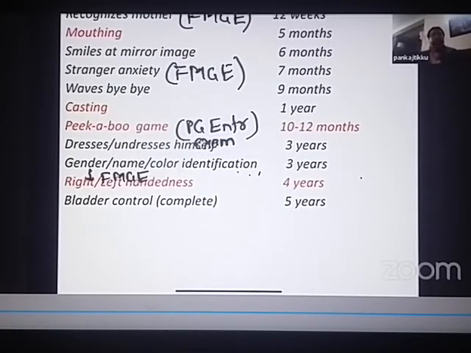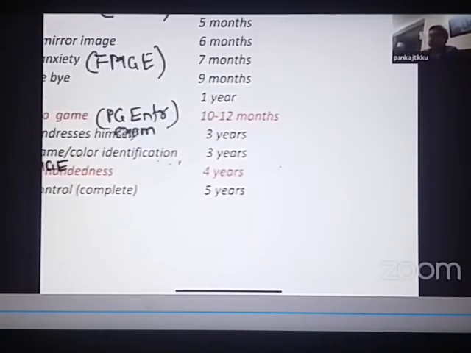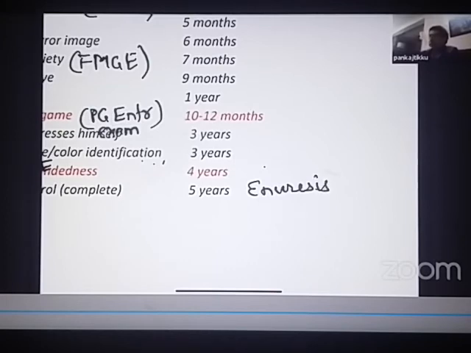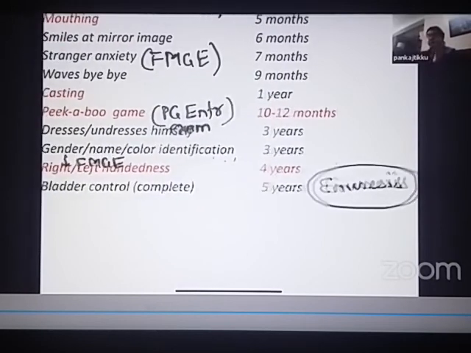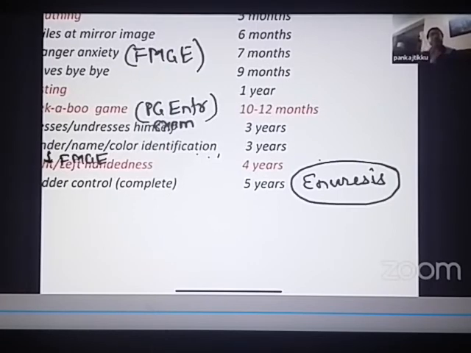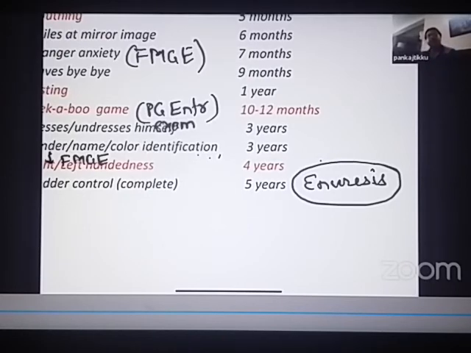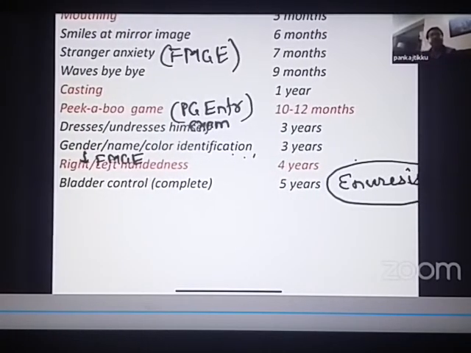So any form of bedwetting is abnormal after the age of 5 years. That is why, if you are asked this question, enuresis is a diagnosis. This is bedwetting. So enuresis, a diagnosis, should be made only if the child continues bedwetting after the age of 5 years, because complete bladder control is achieved only at 5 years. Therefore, enuresis should never be diagnosed before the age of 5 years. This is very important. Any child who continues to bedwet after the age of 5 years, then you should investigate the cause, not before 5 years.